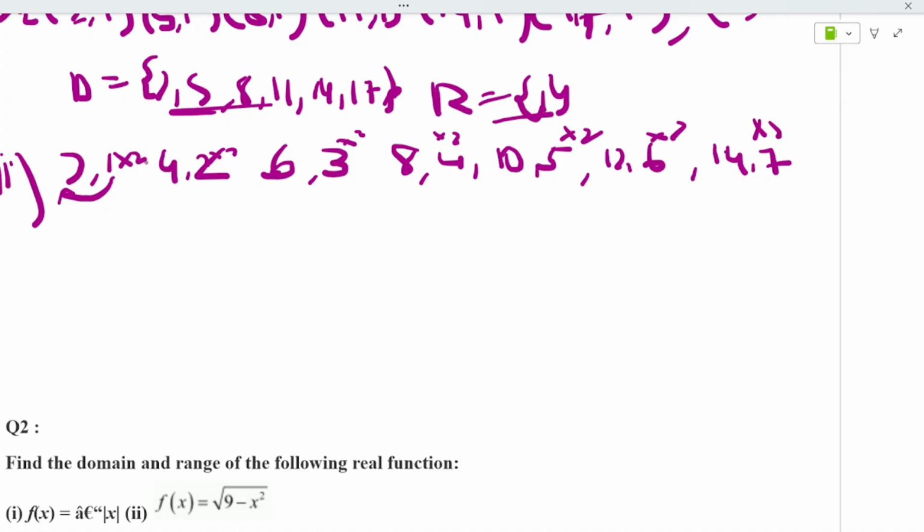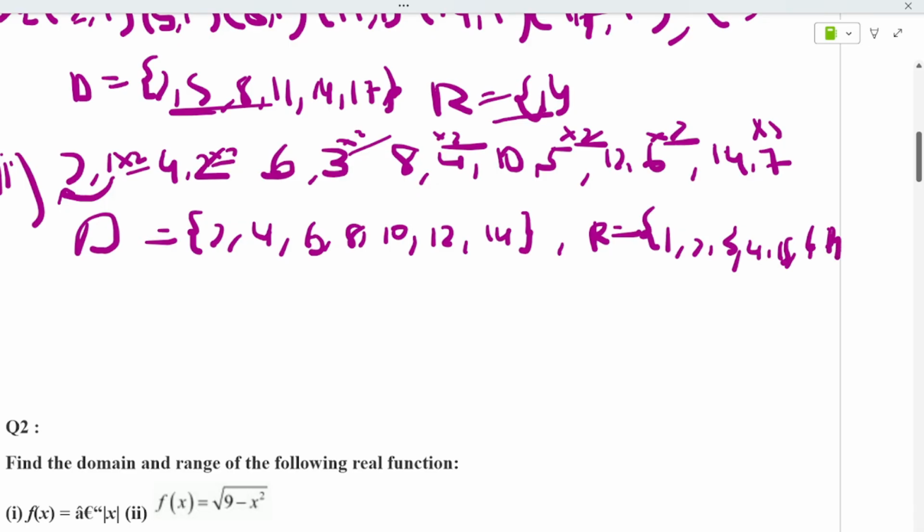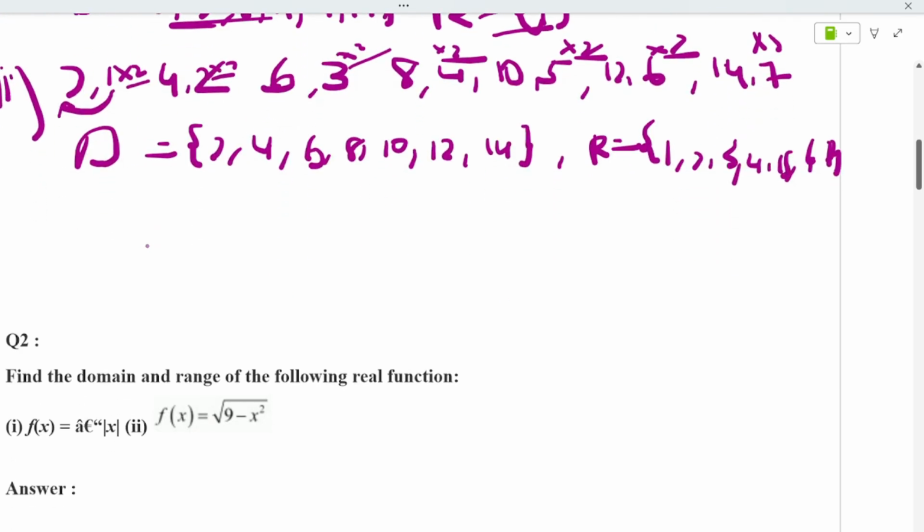Now let's see whether it is a function or not. There is a common rule for all of them: if we multiply by 2, we can predict that the domain is {2, 4, 6, 8, 10, 12, 14} and the range is {1, 2, 3, 4, 5, 6, 7}. This is how we write the domain and its range.